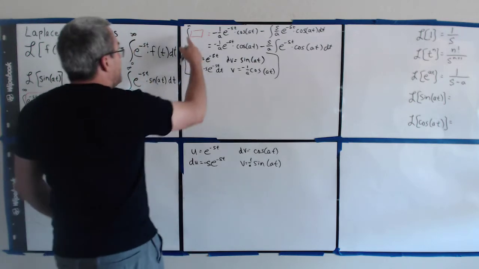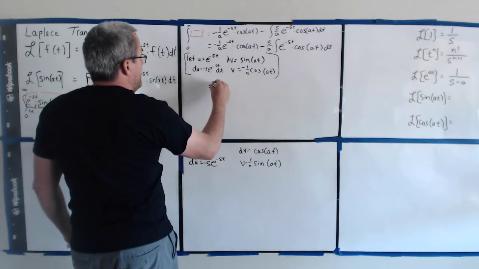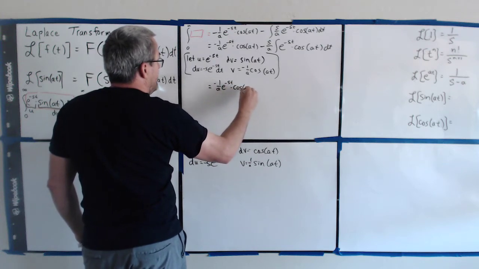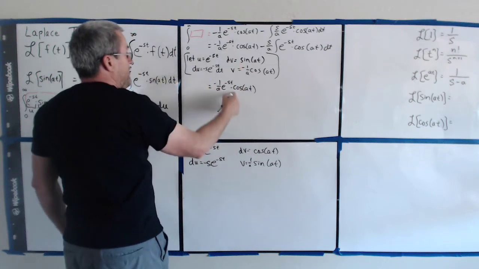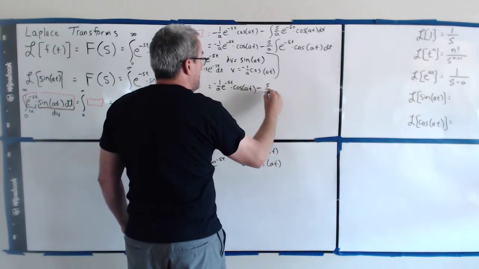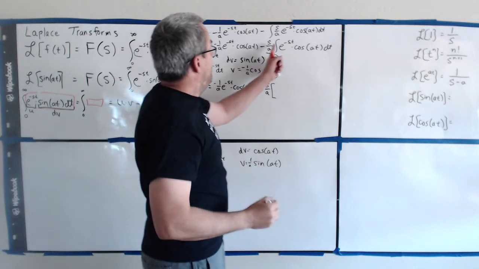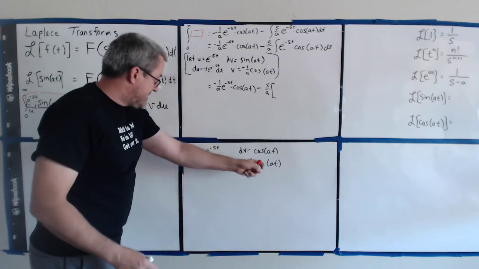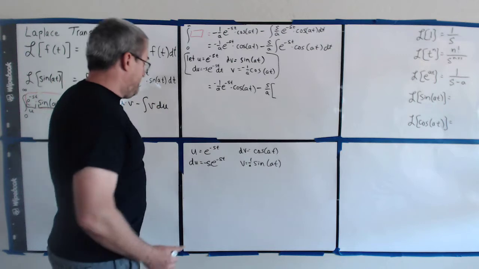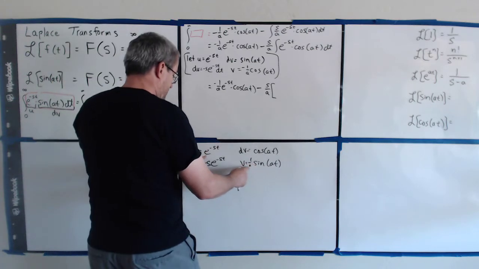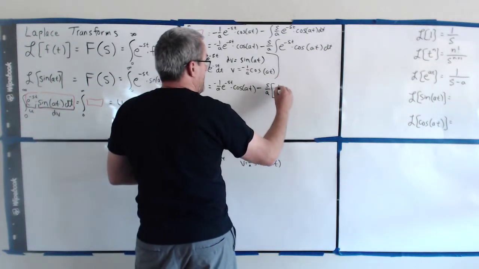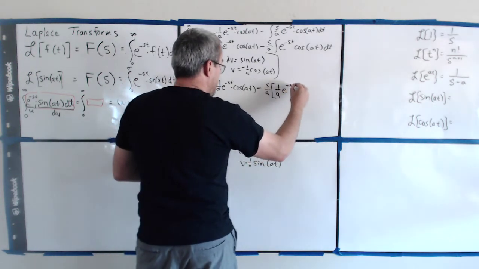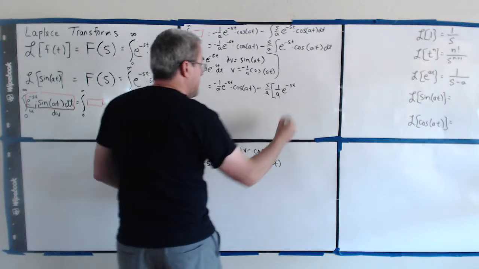So, the integral of that stuff in red is going to be the negative 1 over a e to the negative st times cosine of at that we got from the first time, minus s over a times this integral, which is going to be integrated by parts, u times v minus the integral of v du. Let's do it. U times v. Do you see the 1 over a e to the minus st sine of at?